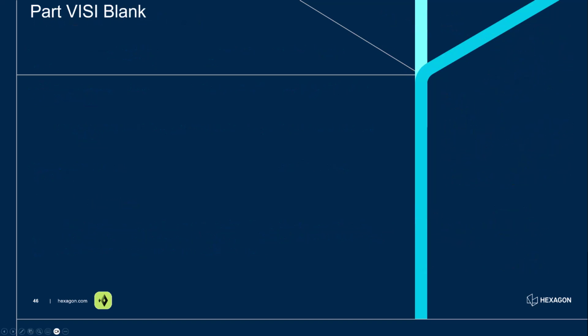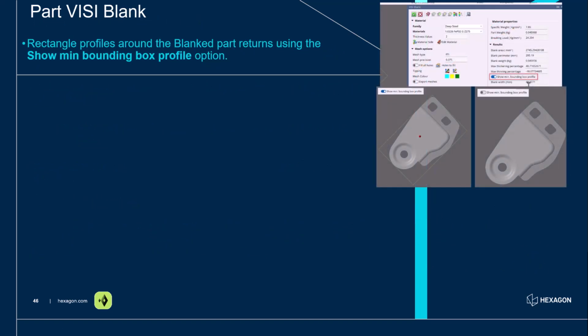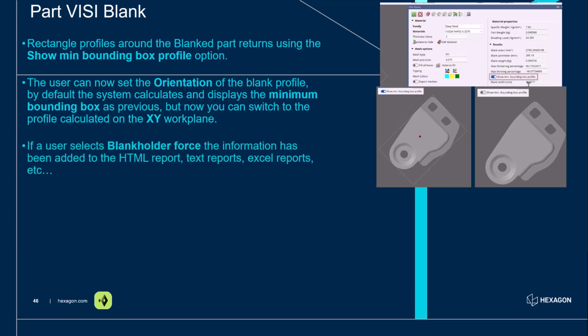And now we'll move on to Part VISI Blank. Rectangle profiles around the blanked area are now visible by activating this checkbox, Show Minimum Bounding Box Profile. The user can now set the orientation for the blank profile by default for the system calculation. So the display right now is minimum bounding box, but can be switched to the profile calculation by the X or the Y planes. If the user selects blank holder force, the information has been added to the HTML report, text report, and Excel report.